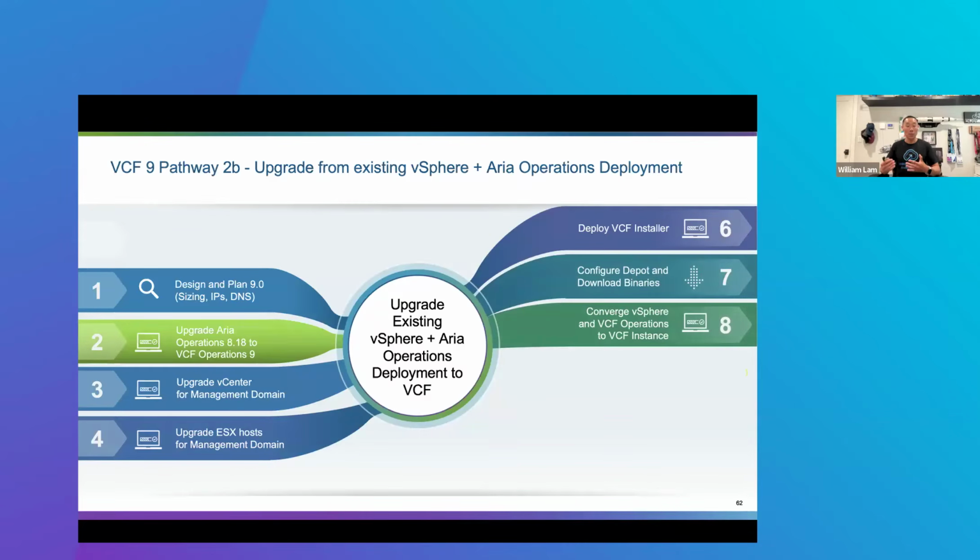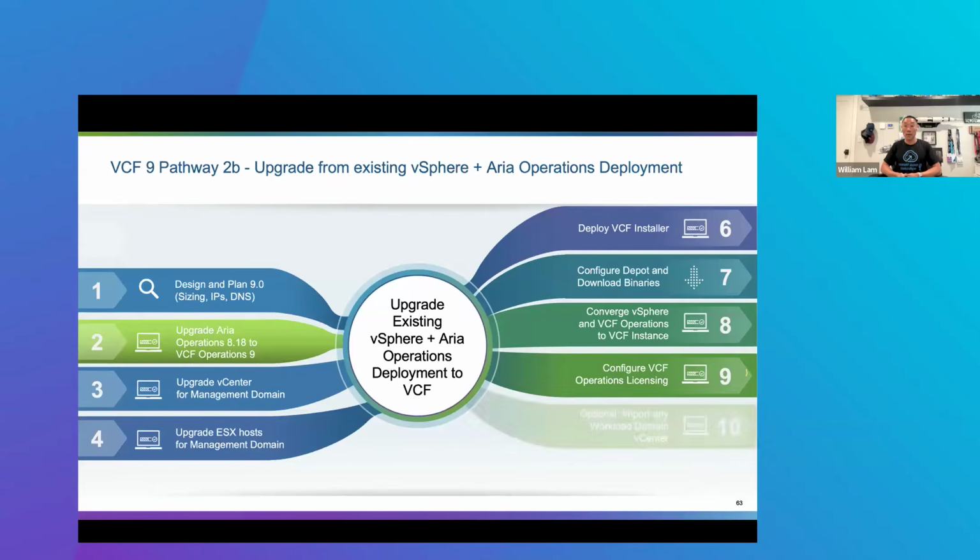And then at this point, once I've completed all that, it is now taking my vSphere environment and my ARIA operations, which is now VCF operations 9, and now converging that into my new VCF instance with all the remainder components. So now I have a full-fledged VCF 9 fleet ready to go. And again, similarly here, similar steps is we're going to go in and configure licensing as soon as you can. And then again, optionally, if you have additional vSphere environments, I can actually bring all of that in again by going through the import workload domain workflow. So as you can see here, pretty straightforward.